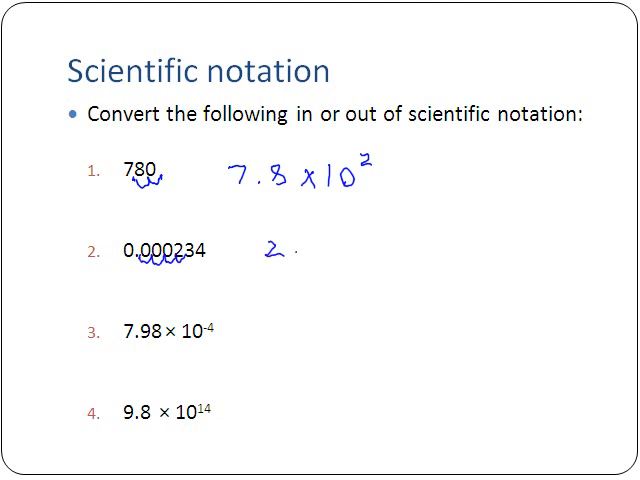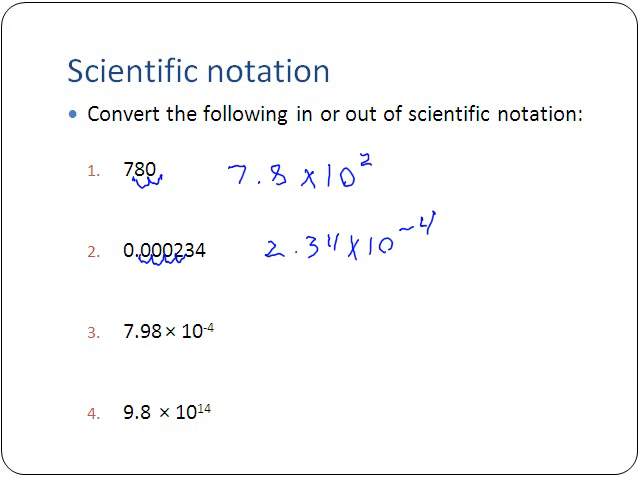So we'd say 2.34 times 10 to the negative fourth, because we had to move it over 4 spots and it's smaller than 1. Our next one, 7.98 times 10 to the negative fourth, is already in scientific notation, so we have to take it out of scientific notation.